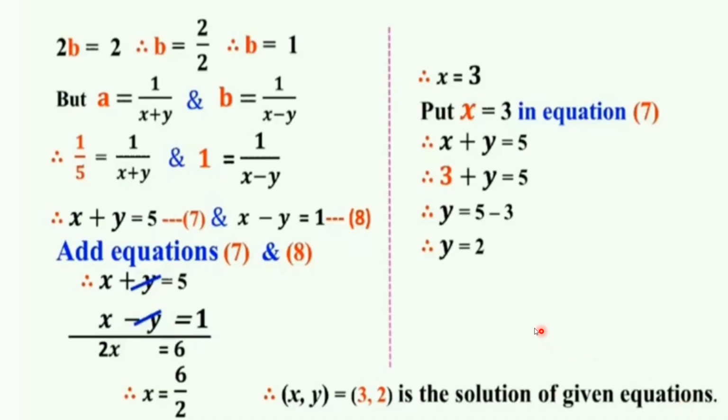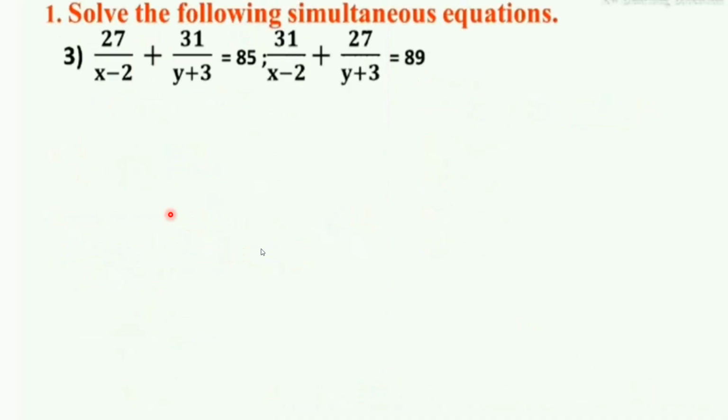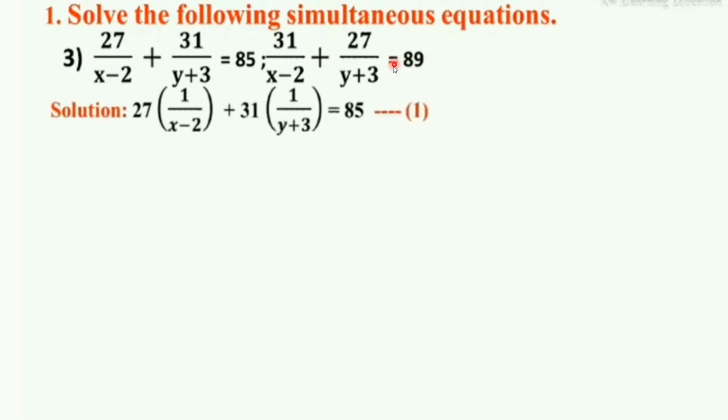Similarly, I can solve the third problem also, children, the same way. Here I have got a third problem. A little bit it is different from the two problems I have solved, isn't it? 27 divided by x minus 2 plus 31 divided by y plus 3 is equal to 85. And the second equation is 31 divided by x minus 2 plus 27 divided by y plus 3 is equal to 89. Here also I am going to group the terms so that I can take the substitution easily.